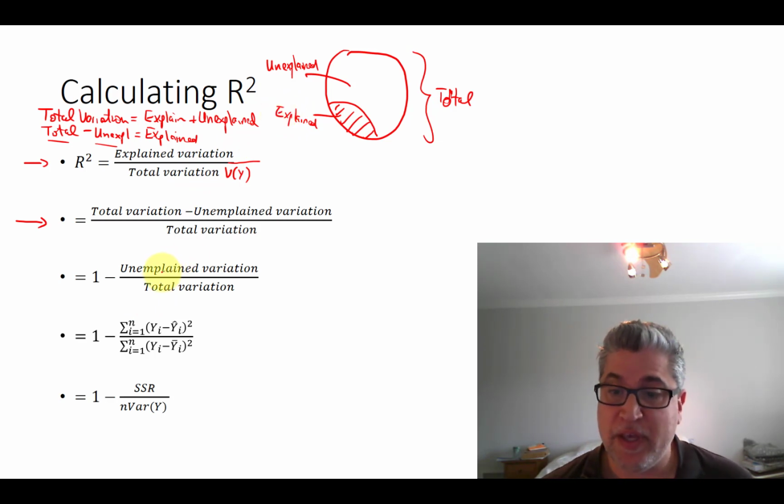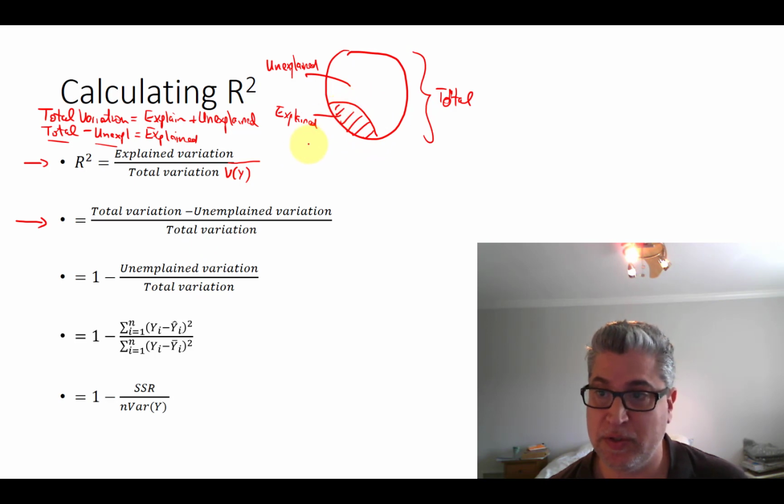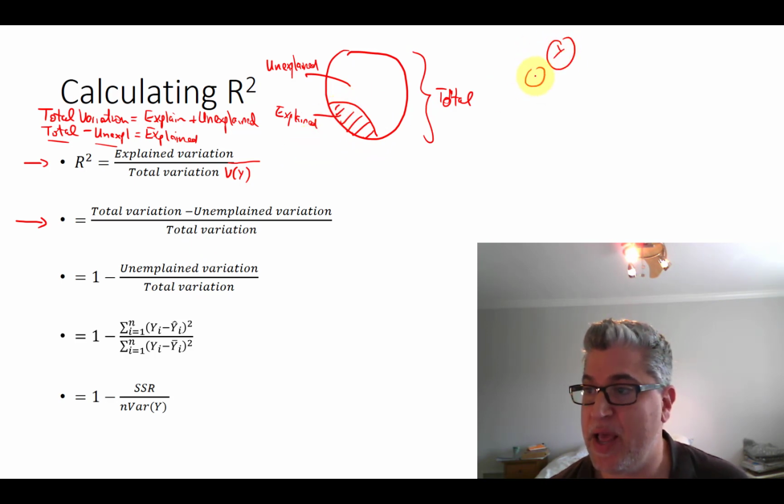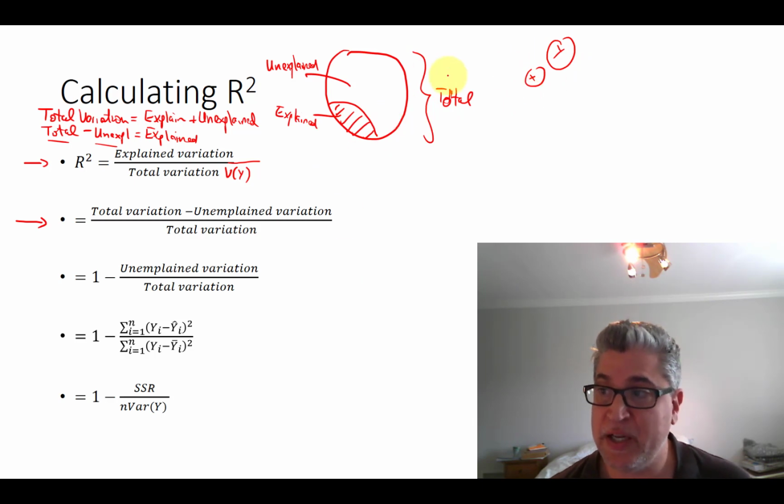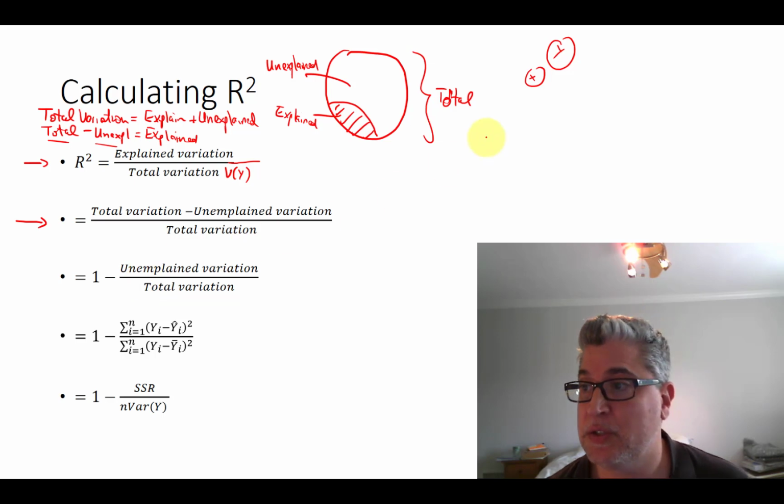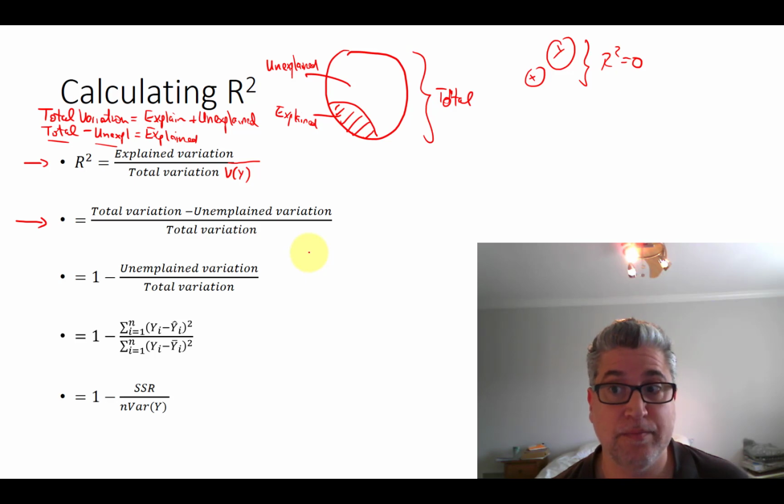Now, if the unexplained variation was huge, in fact, if there was no explained variation, so if we had y and x and there was no overlap, then unexplained is the same thing as total. So unexplained over total would be the same number. These two would cancel out, and you'd have 1 minus 1, which is 0. So here we have r squared equaling 0. It'd be the worst case scenario where square footage has nothing to do with price.